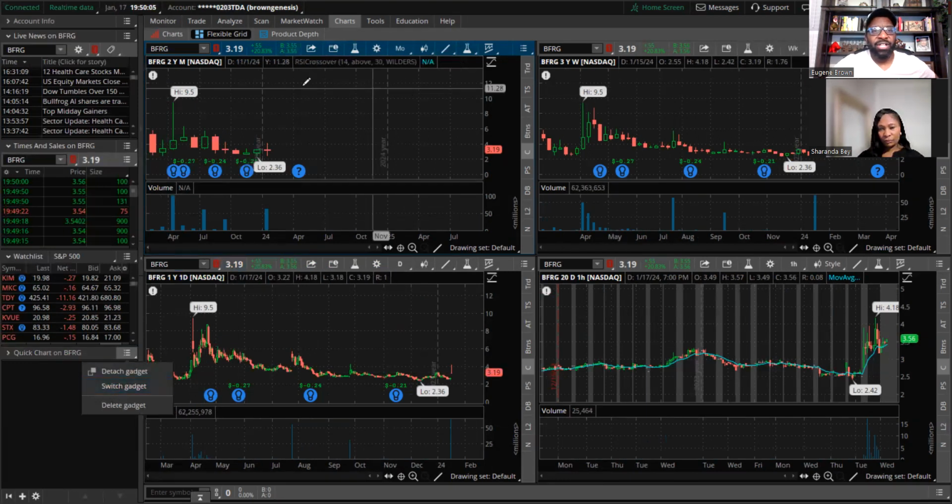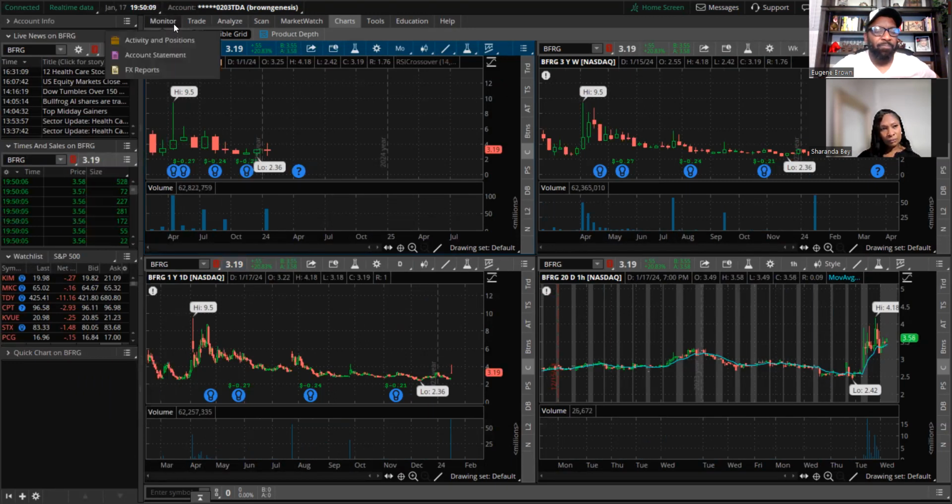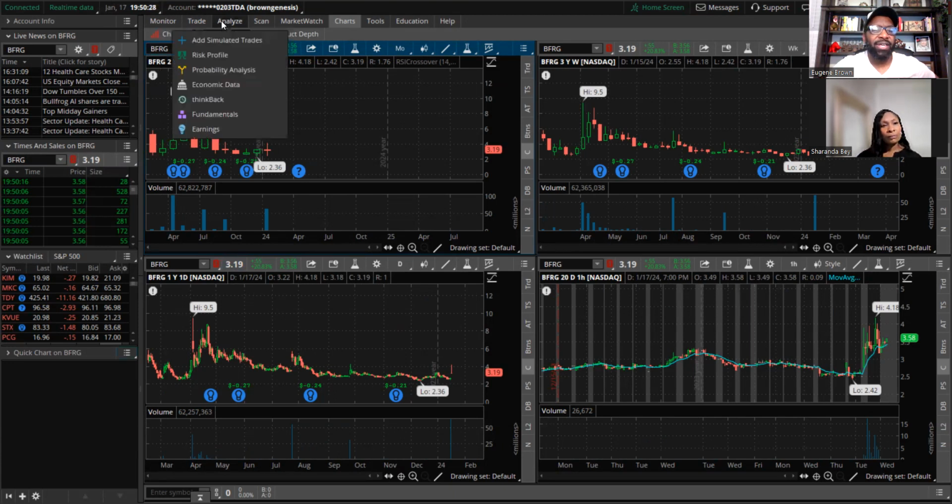And above you have your monitor. It'll show you if you have any active positions working or whatever the activity is, an account statement. I don't know what this FX report is. If I want to trade, what do I want to trade? Am I trading stocks? I have Forex trader, et cetera. If I need to analyze something, I haven't really used this function, but I'd like to take a dive into it to see what it does, but I have no idea.